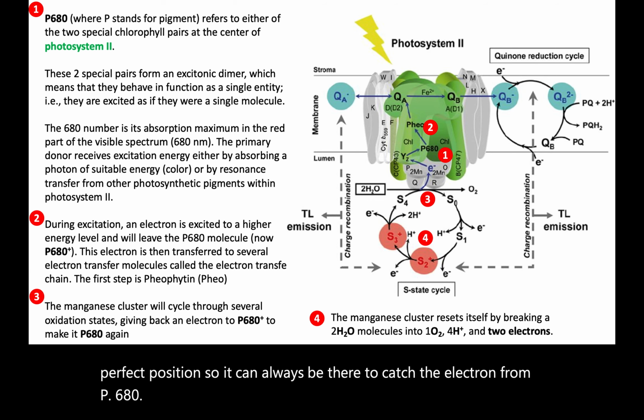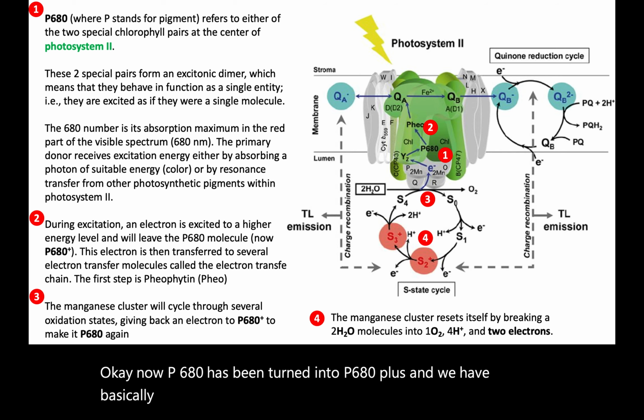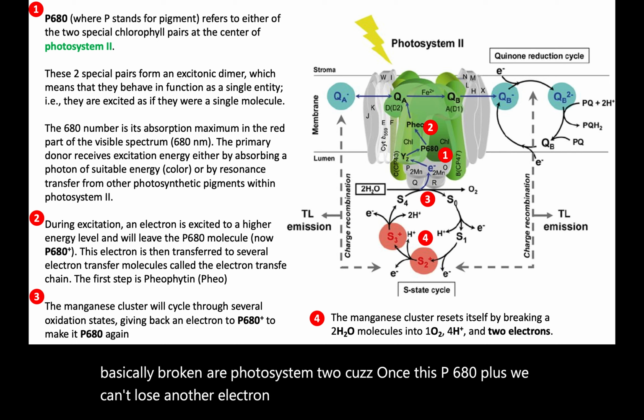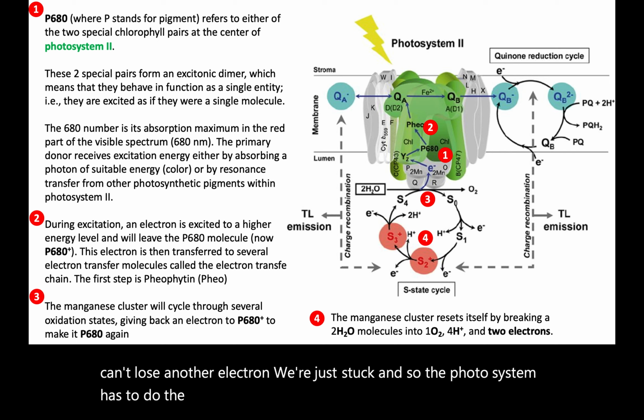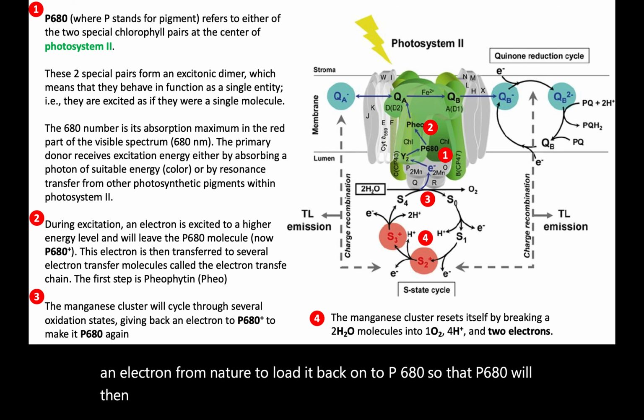Okay, now P680 has been turned into P680 plus, and we have basically broken our photosystem II. Because once it's P680 plus, we can't lose another electron. We're just stuck. And so the photosystem has to do the real magic of this, which is it has to find a way to extract an electron from nature to load it back on to P680 so that P680 will then be recharged and ready to go again. And we can keep going.